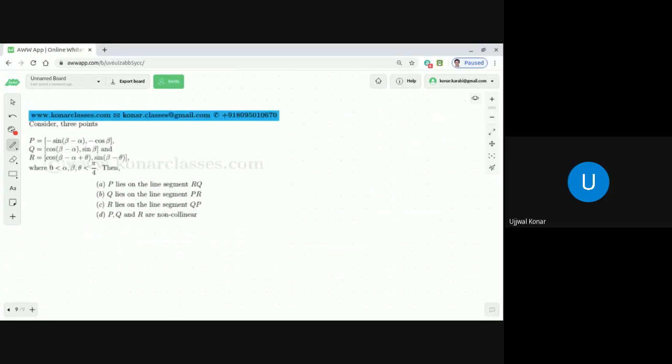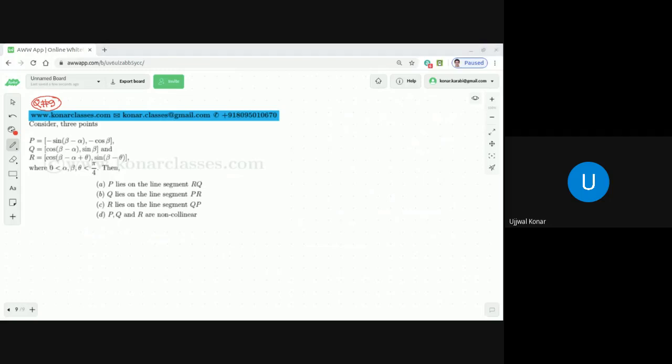The question here is question number 9, dear students. There are 3 points given. Coordinate of the point P is minus sine of (beta minus alpha), minus cos beta. Coordinate of the point Q is cos of (beta minus alpha), sine beta. And coordinate of the point R is cos of (beta minus alpha plus theta) and sine of (beta minus theta). And we see that alpha, beta, theta are between 0 and pi by 4. Then we need to conclude which one among them is true.